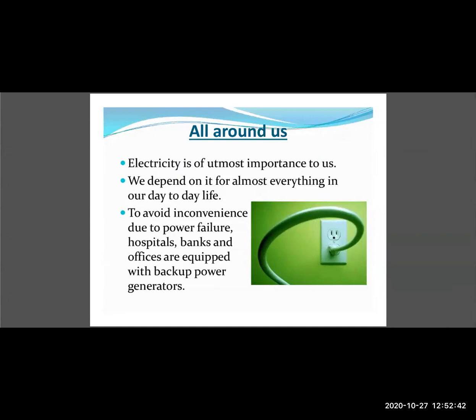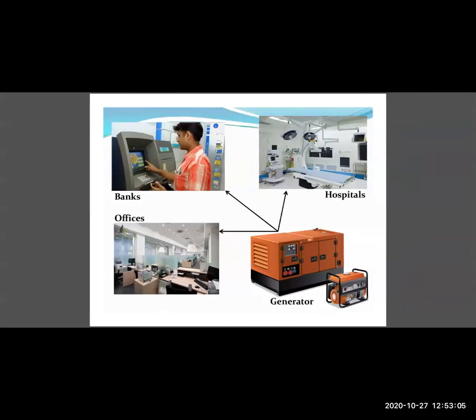So we can have generators set up, we can have batteries in the form of inverters at our homes. On computers, we have those UPS devices, which are called uninterrupted power supply, right? So in case of a power cut, the computer will still keep running for 5 to 10 minutes. Because of our heavy dependence on electricity in our day-to-day life, we have made these alternative arrangements in the form of backup generators, inverters, and various things, right?